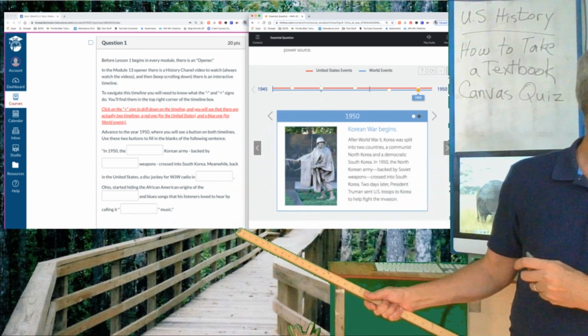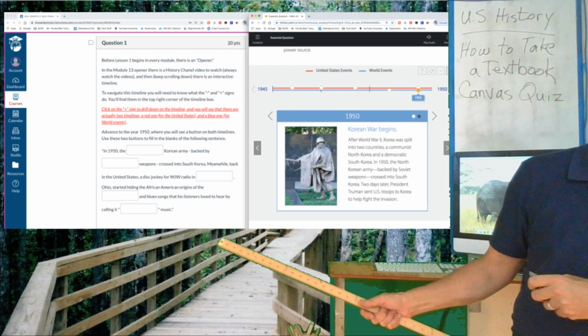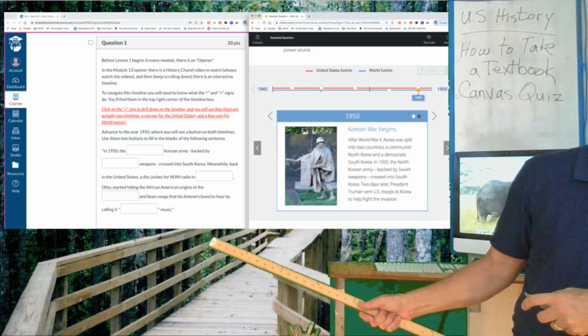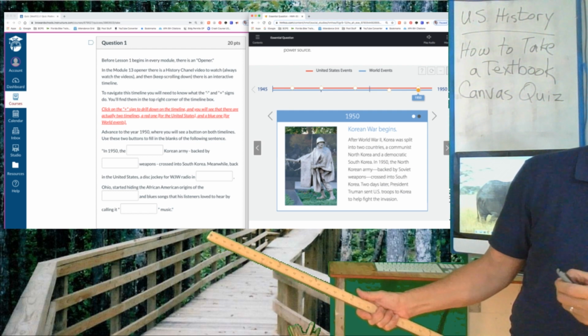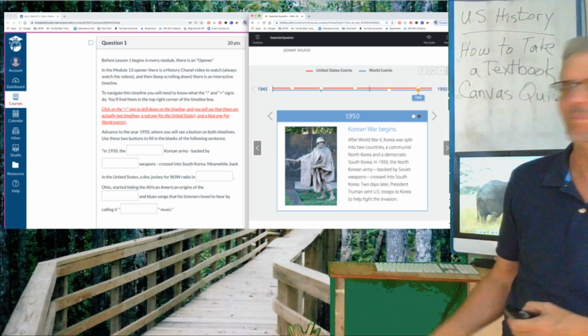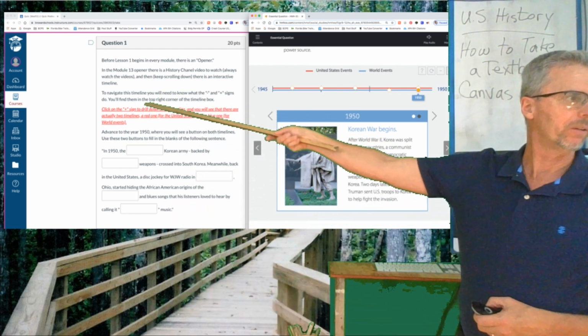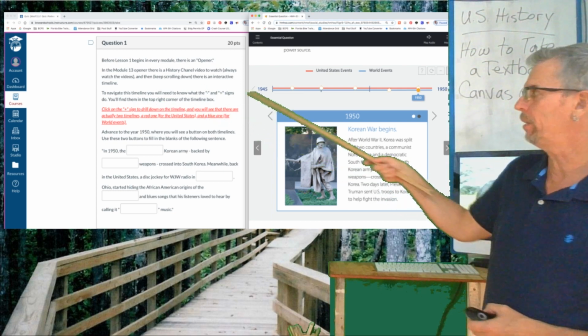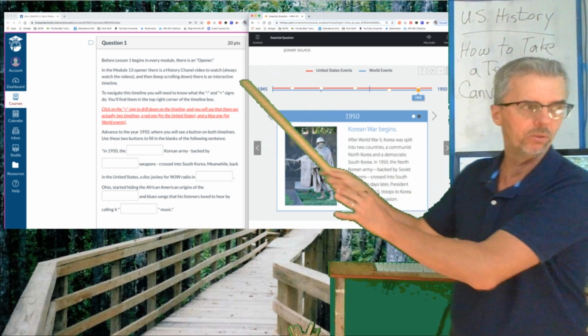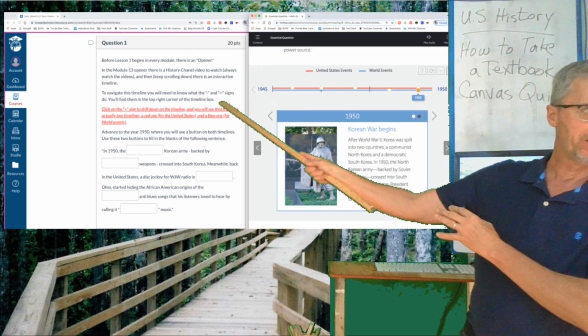Now, the question, what does it say? Advance to the year 1950, where you will see a button on both timelines. Use these 2 buttons to fill in the blanks of the following sentence. All right, there's a single button on the US timeline. Sorry, I went too far over. So that would be right about there.